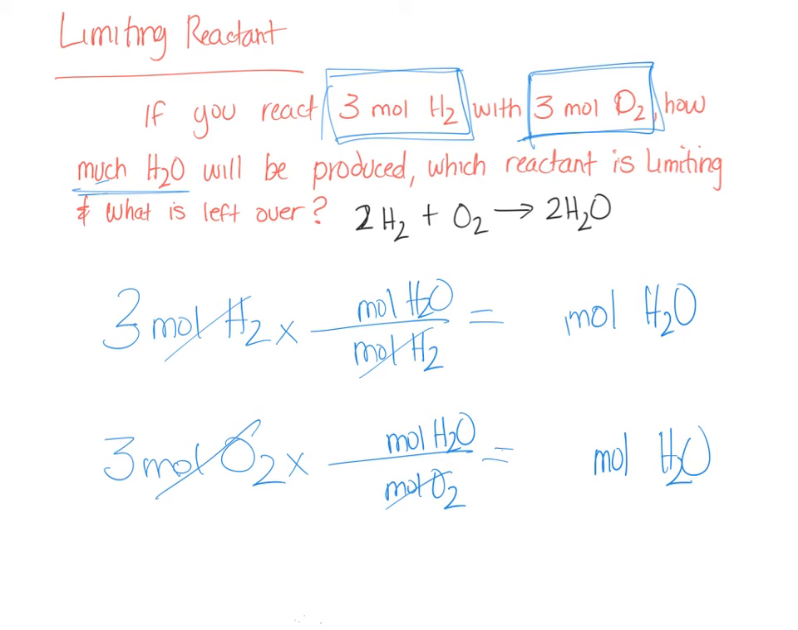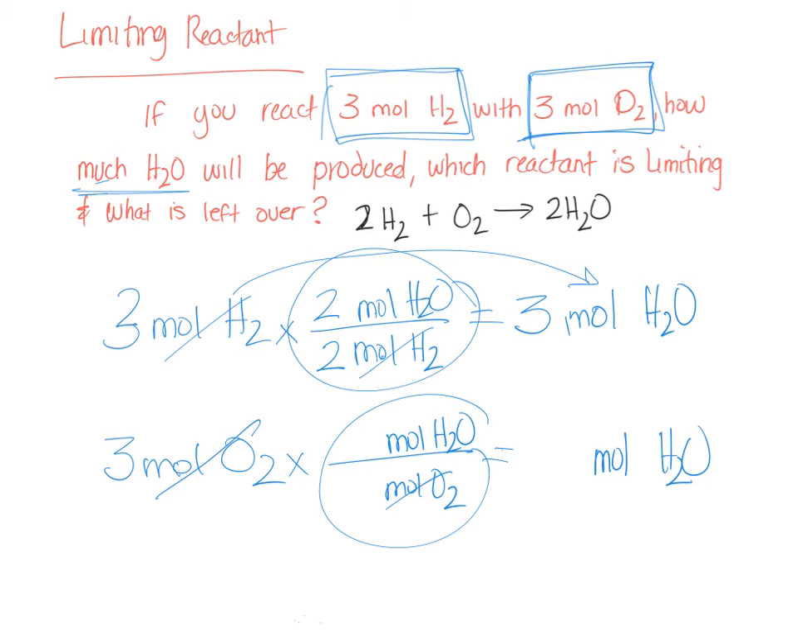Then I go to my balanced equation. Remember, converting between moles and moles. There's a 2 in front of H2, there's a 2 in front of water. So based on my hydrogen reactant, I can make 3 moles of water product. And that's all well and good, but it doesn't really tell me anything until I do it for the other reactant as well. So again, conversions, when I'm changing substance, it comes from my balanced equation numbers.